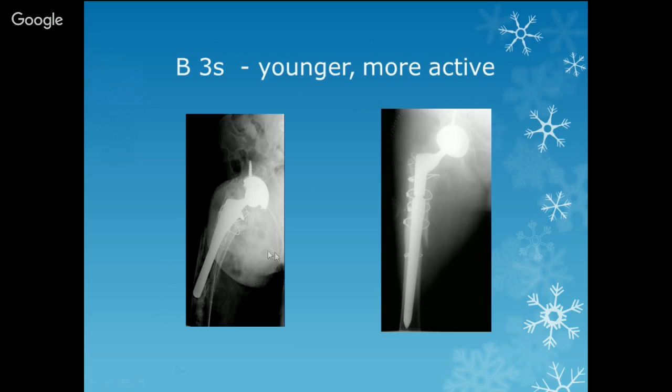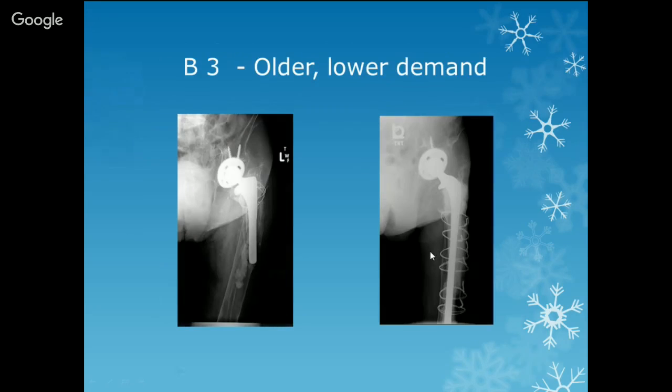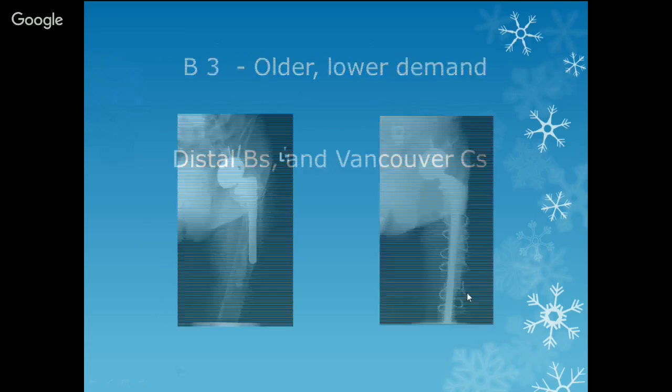In B3, for a young and more active patient, we use a modular uncemented implant with multiple cable wires. And we can use an allograft prosthetic composite if there is severe bone deficiency. And in an older patient, we use a cemented implant.